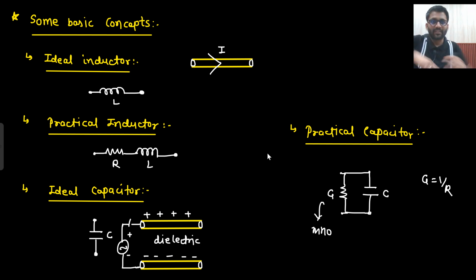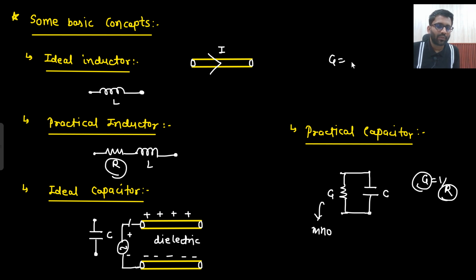And if there is some capacitance, because of this dielectric, some conductance will also come into action. That is G. Here I am not going to write G equals 1 by R. Can you tell me one thing, this R and this G, both are the same thing? No, certainly both are not the same thing.